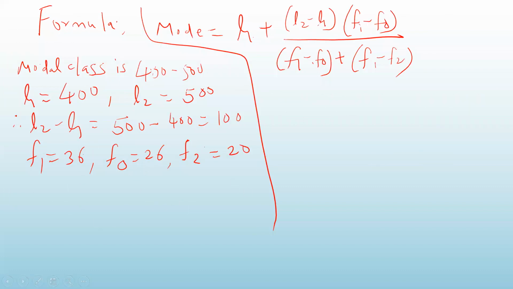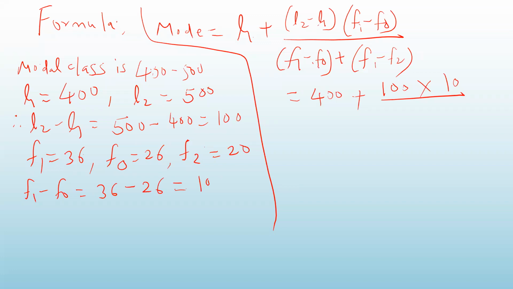Okay. Now, what are the things we require in the formula? L1 is 400. Plus, what is L2 minus L1? Look at here. L2 minus L1 is 100. Okay. Next bracket. F1 minus F0. So F1 is 36 and F0 is 26. So 36 minus 26, that is 10. So this is 10 divided by F1 minus F0, which we have already calculated, it is 10, plus F1 minus F2.